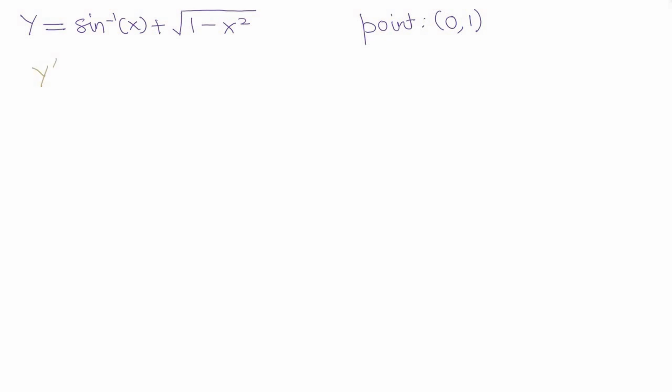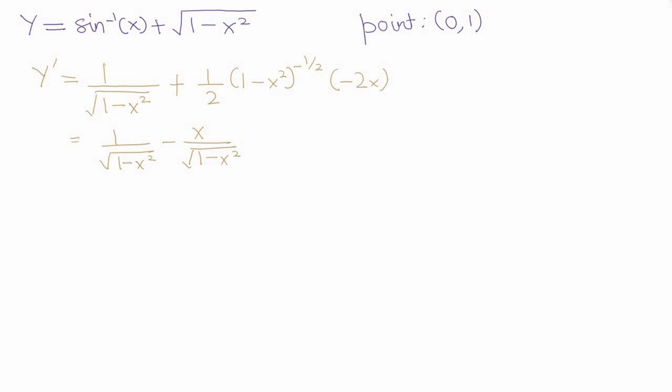So we get y dash, that is dy divided by dx, equal to differentiation of sine inverse x, that is 1 divided by under root 1 minus x square, plus differentiation of under root 1 minus x square, that will be equal to 1 divided by 2 into 1 minus x square raised to the power minus half multiplied by minus 2x, which will be equal to 1 divided by under root 1 minus x square minus x divided by under root 1 minus x square, that is 1 minus x divided by under root 1 minus x square.